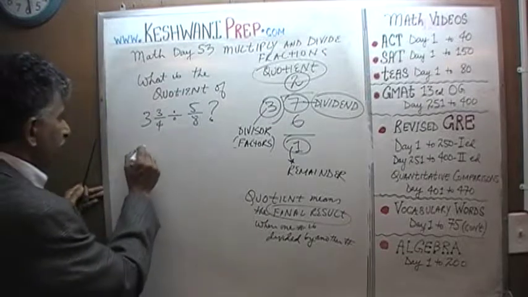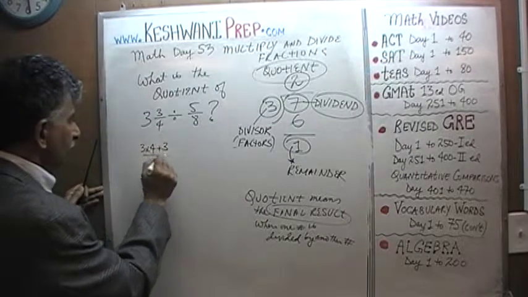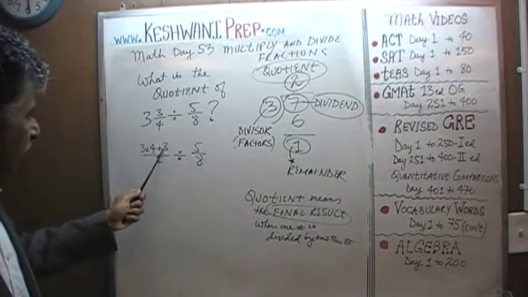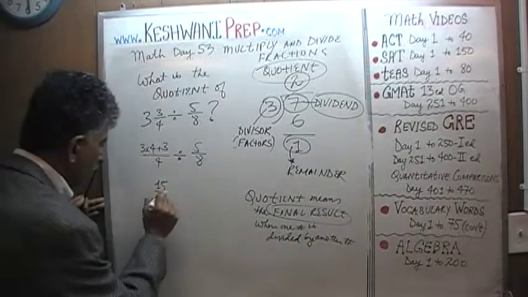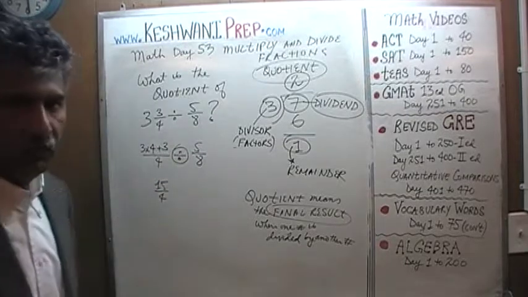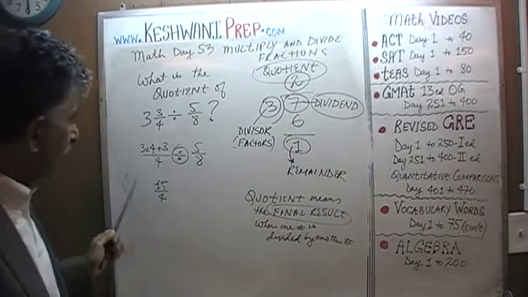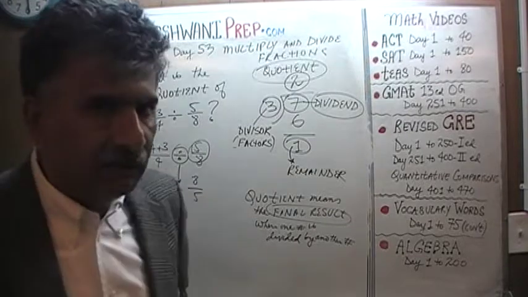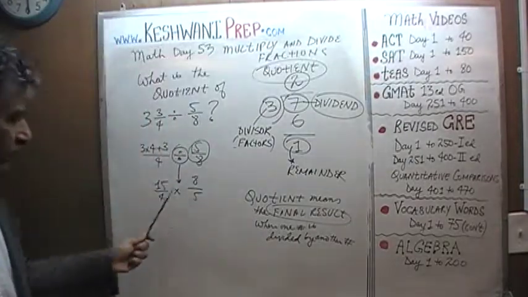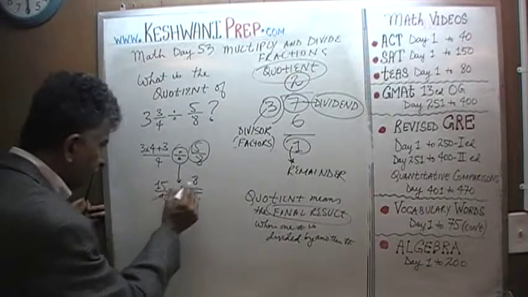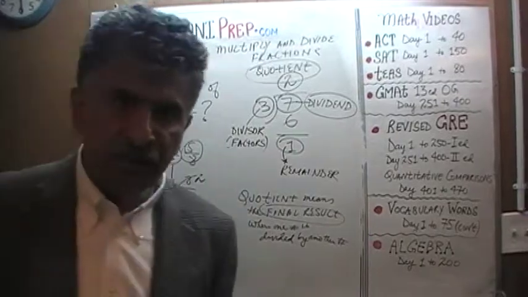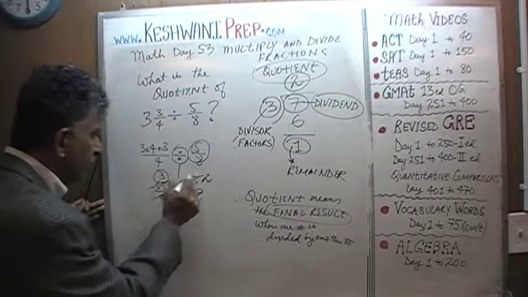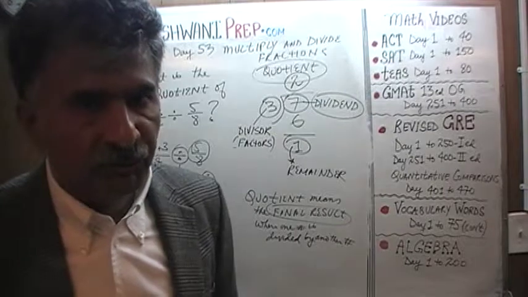3 times 4 is 12, plus 3 is 15, so we end up with 15 over 4 being divided by 5/8. When one fraction is divided by another fraction, we multiply by the reciprocal of the second fraction. So 5/8 becomes 8/5. Let's divide top and bottom by 4. The 4 drops out and 8 becomes 2. Now we have 15 on the top and 5 at the bottom. Let's divide top and bottom by 5. The 5 drops out and 15 becomes 3. We end up with 3 times 2. The final result, the quotient, is 6.